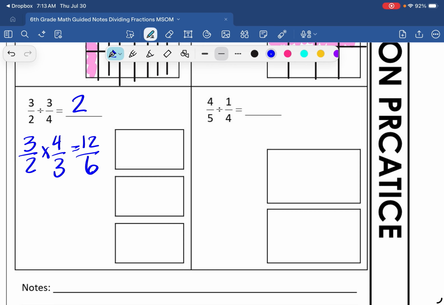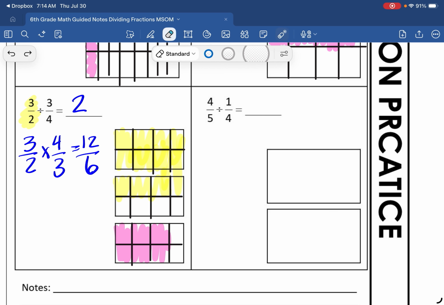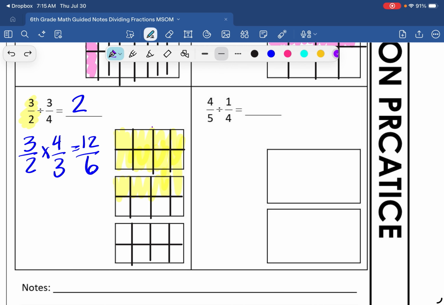I'm going to need halves and fourths. So let's model 3/2. So that's going to be 1, 2. It's going to need another one of those. So there's 3/2 right there. And then model 3/4 on my other one. That is 6 rectangles, so I need to circle groups of 6. So there's one group of 6 and then another group of 6. So that's 2 groups, which is the same answer I got with my algorithm.